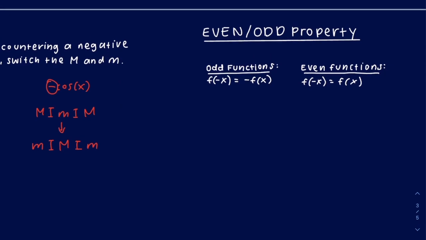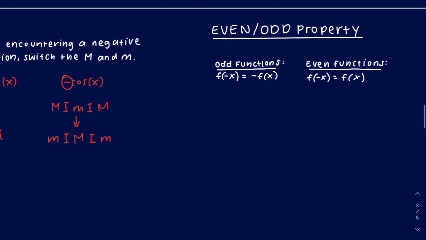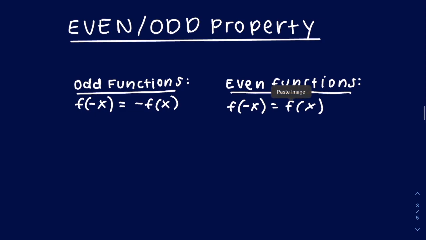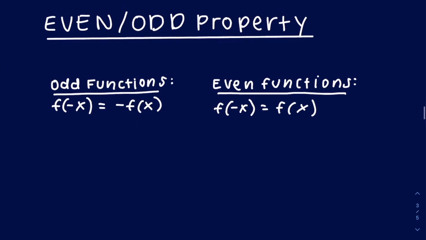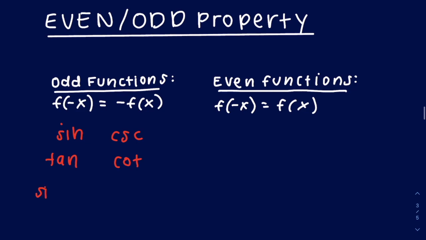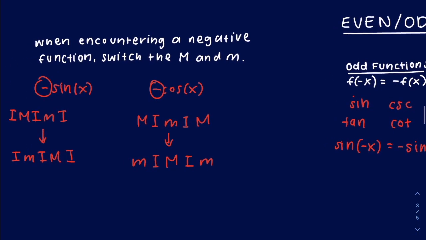And now it's also a good time to review our even and odd properties. So whenever we encounter a negative inside of the function, so inside of the parentheses, we gotta refer back to our even and odd properties. So odd functions include sine, cosecant, tan, and cotangent. And basically for odd functions, if we have something like sine negative x, we can basically pull that negative out in front of the function, so that becomes negative sine of x. And there you would use the rule here where you flip the acronym.